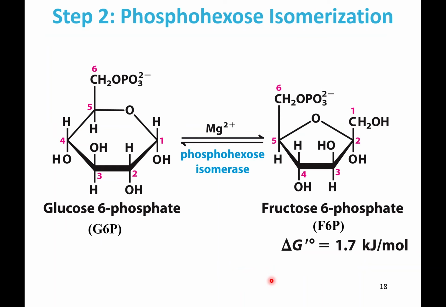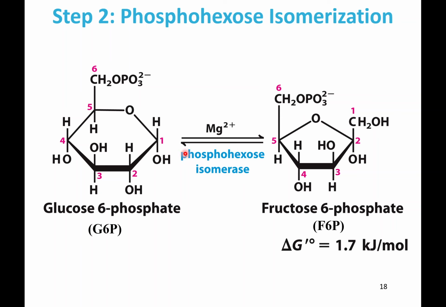Okay. Moving on to step 2. Step 2 is an isomerization step where we have glucose 6-phosphate, which was the product from step 1. That's what we're starting with in step 2. That is being converted into fructose 6-phosphate. Okay, and you can abbreviate. In this class, it's fine if you abbreviate glucose 6-phosphate as G6P and fructose 6-phosphate as F6P, if it's easier.